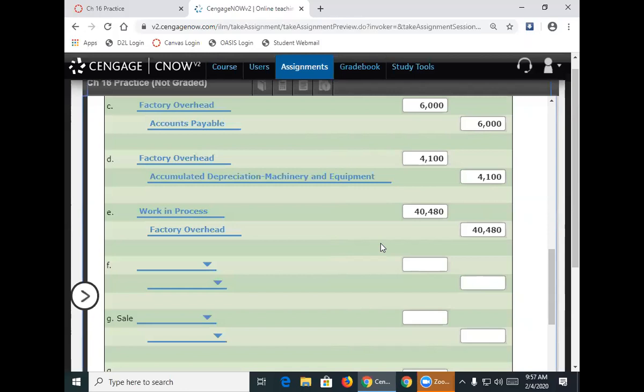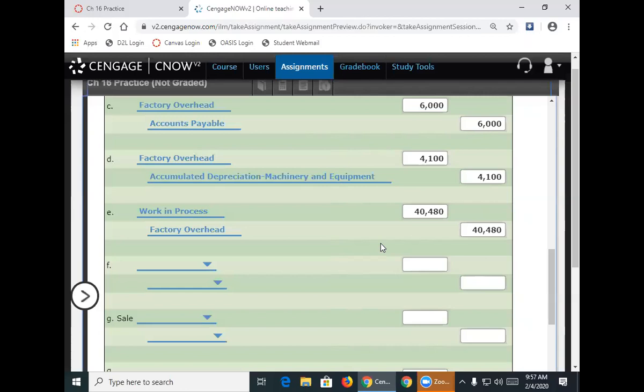So factory overhead gets debited, and cost of goods sold gets credited for the 1,220. We over applied because we had an applied balance. When we have a credit balance, that means applied was greater. So we debit factory overhead to zero out factory overhead to start the next month fresh. And then we credit cost of goods sold because it's reducing the cost to us because we put the cost on the customers.